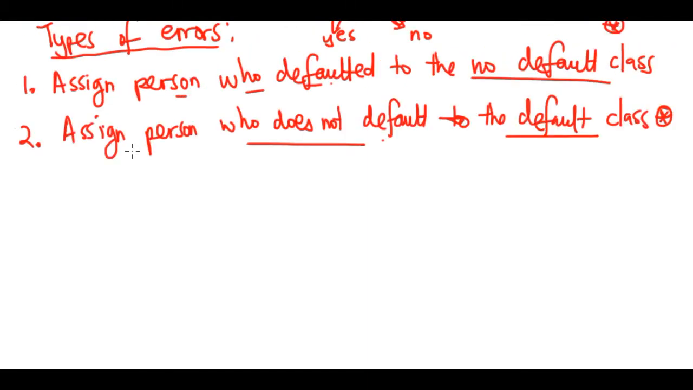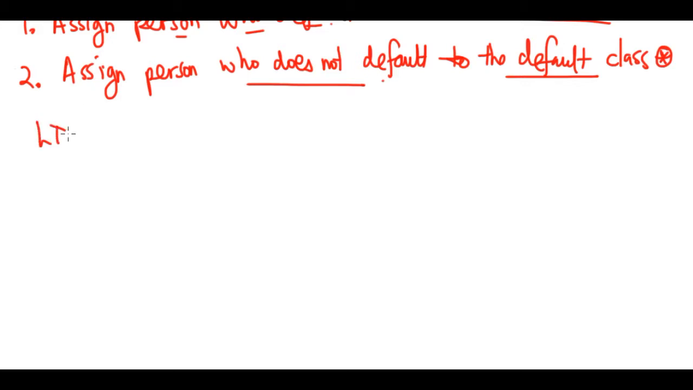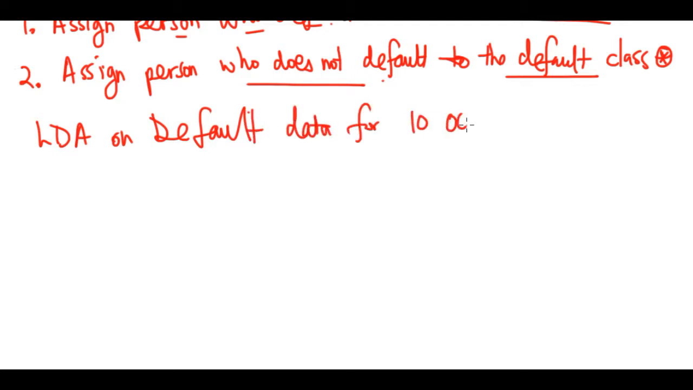Let's say we run our LDA on default data for 10,000 individuals in our training set. When we look at the results, what did we predict for those 10,000 people? They're in the training set, so we already know their true value. Did they default or not? And then we compare with the prediction.